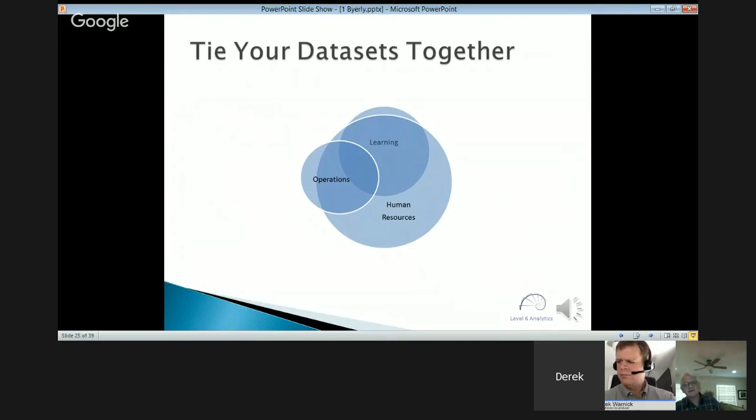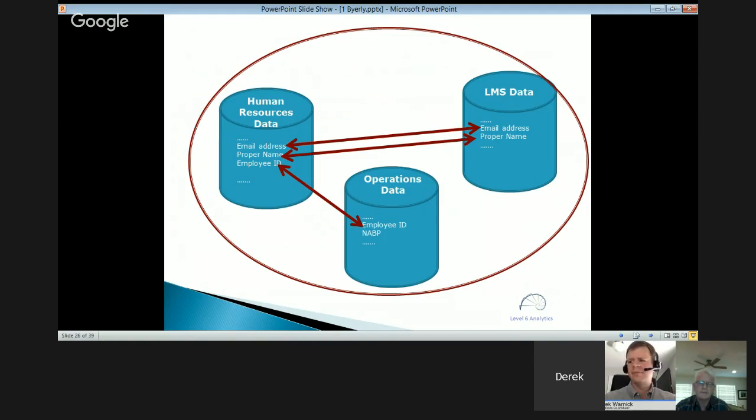Tie your data sets together. The synergy of combining multiple data sets I find is really important. Putting your operations, learning, and HR data together if possible is great. How do you do that? You do that by looking at common identifiers available within the studies. So if email address is the common identifier, you may need to go through several levels to get this, but this is very worth doing.